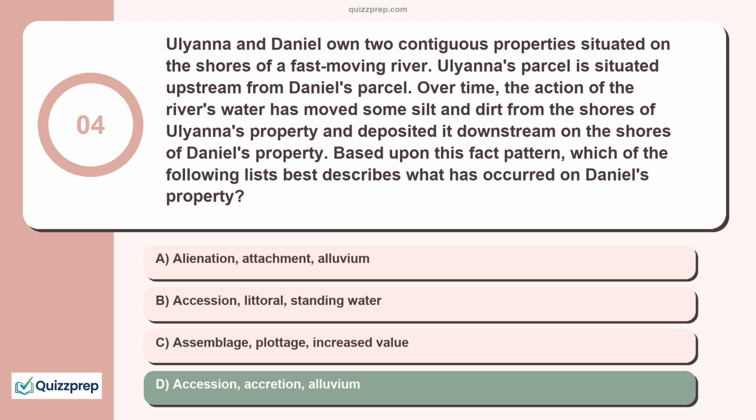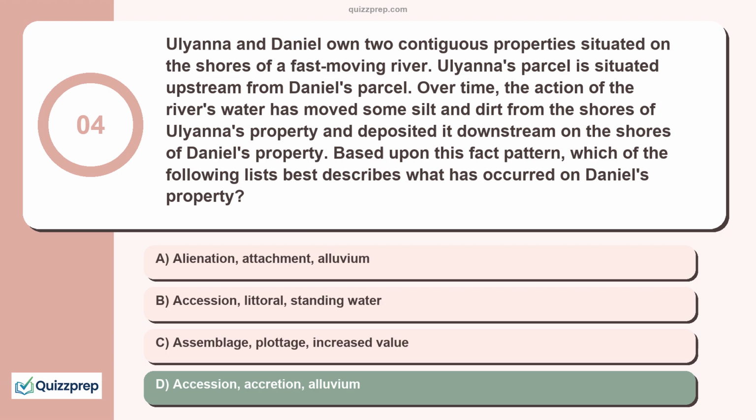This series of words best describes what has happened on Daniel's property. As it pertains to real estate, accession means to acquire more land, even a small amount of land. Accretion is accession that occurs through natural causes. Here, what happened on Daniel's land is accession by accretion because the natural action of the river's water deposited silt on the shores of Daniel's property. Finally, alluvium is a technical term for the silt or dirt moved by the river from Juliana's shores and deposited on Daniel's shores.